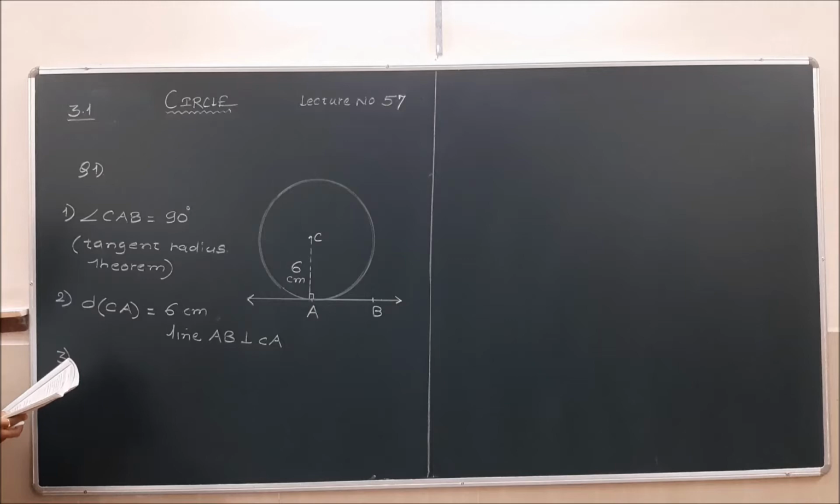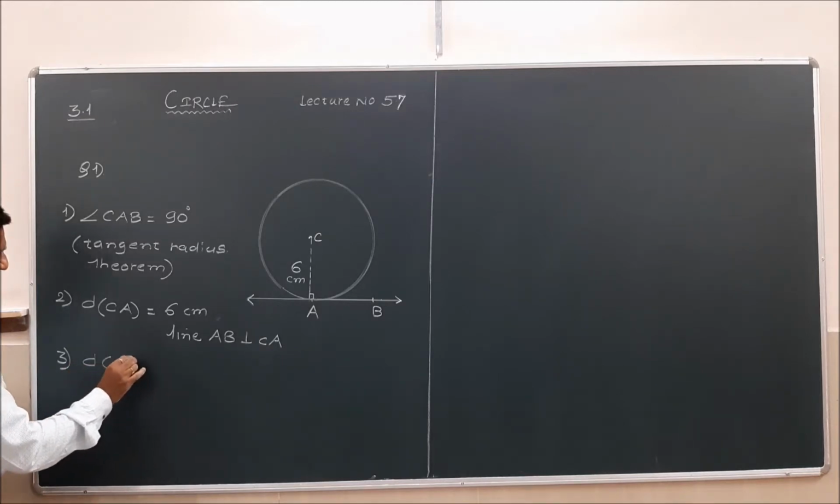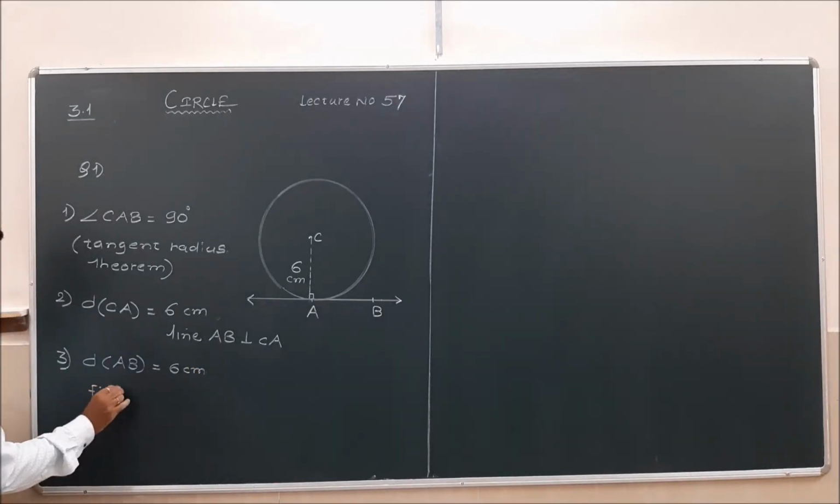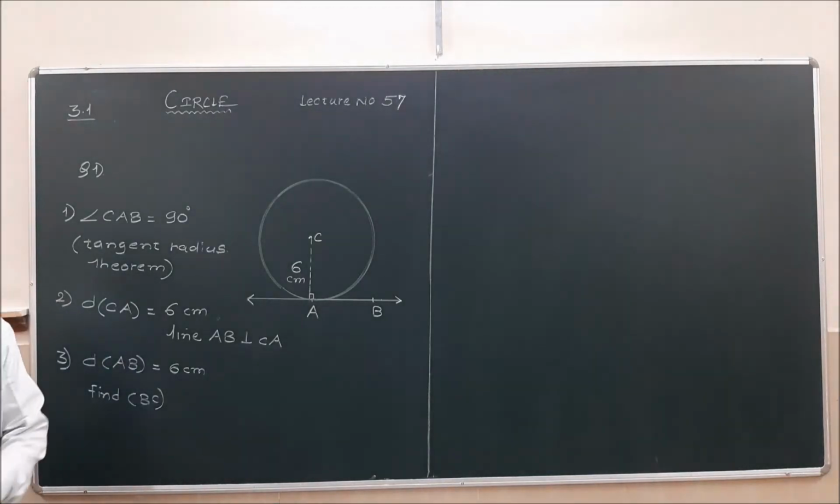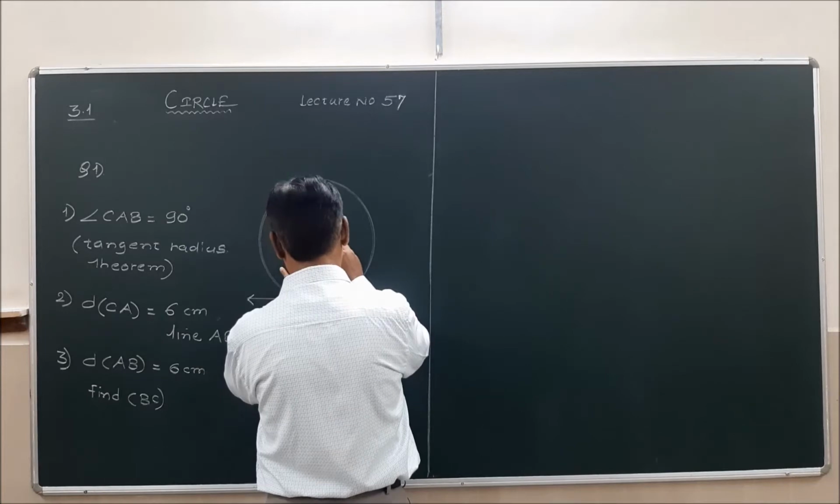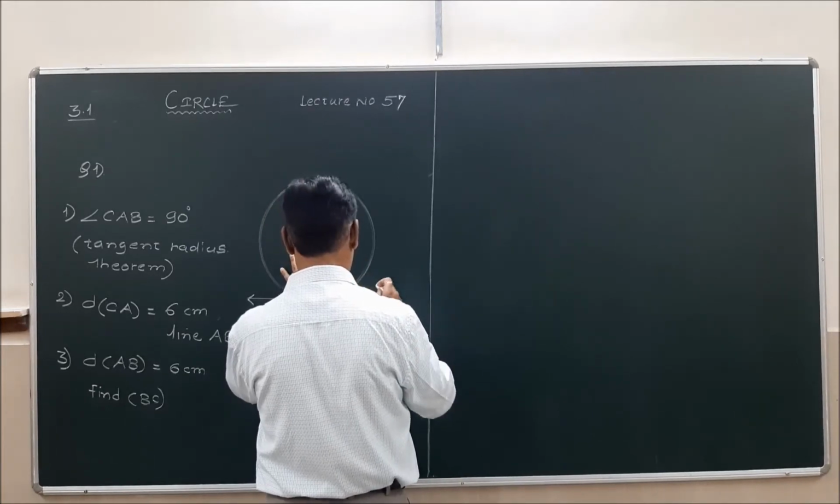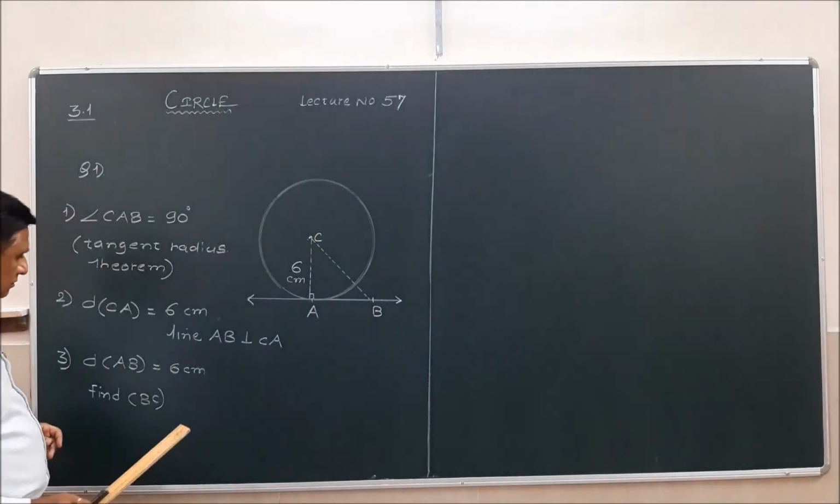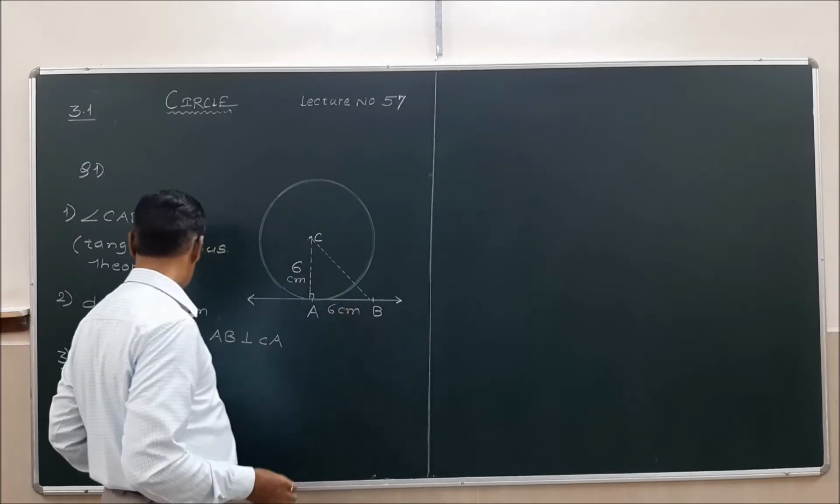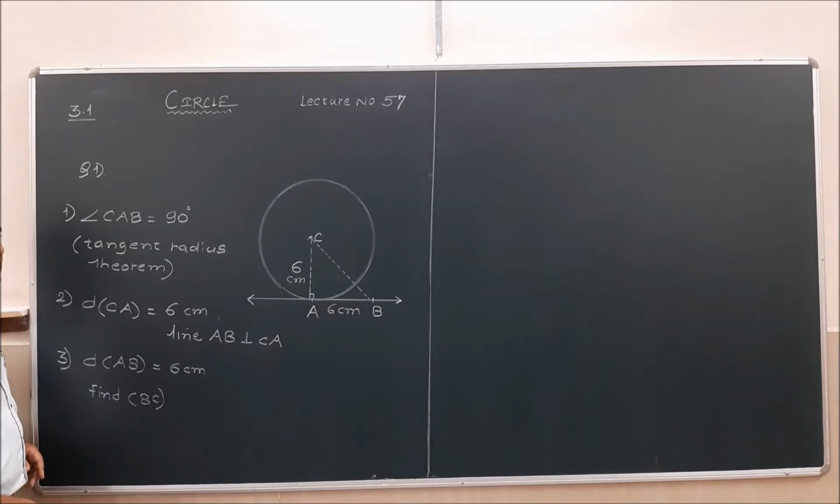Third one is, distance AB is equal to 6 centimeter. Find BC. We have to find out BC. So I am going to join BC now. If I join BC, dear students, you will find they have given us the distance AB as 6. We have to find out BC.